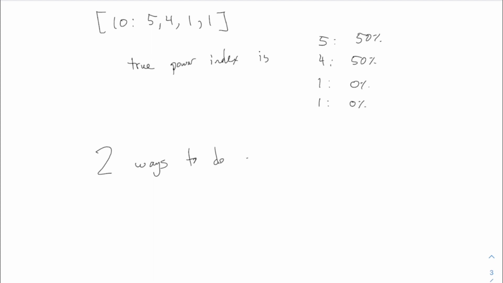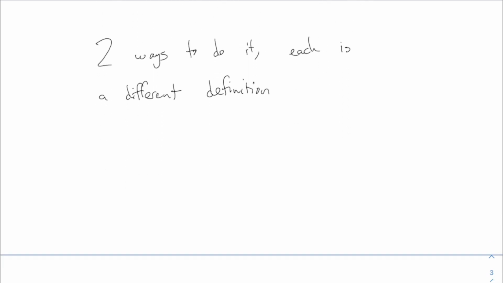2 ways to do it, and each is, I would say, sort of a different definition of power. The concept of power is not a mathematical notion fundamentally. So there are different ways that you can think about power mathematically speaking. Each is a different definition of power, and so they give you different answers. And which one is better than the other, I don't know. They're just 2 different ways to measure power, and you have to decide for yourself which one you like better, I suppose.